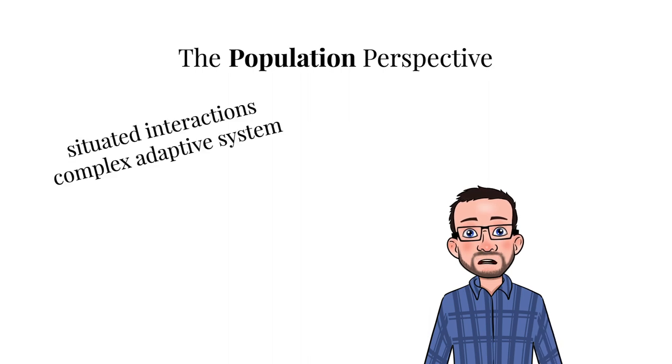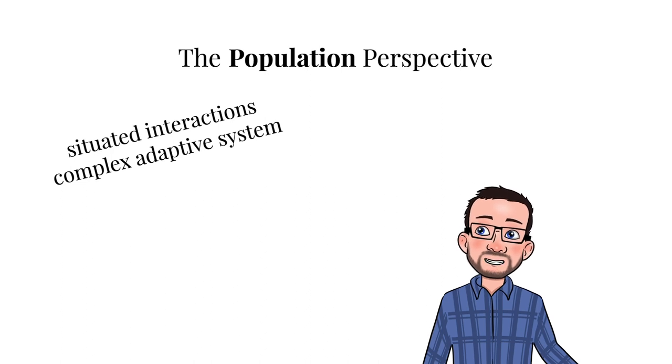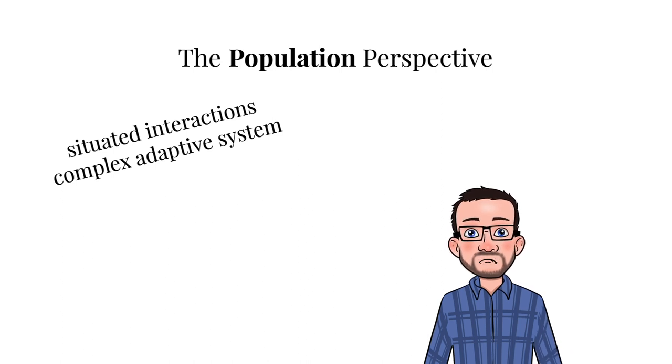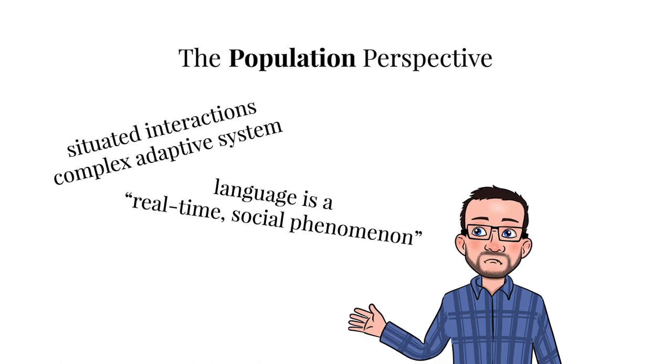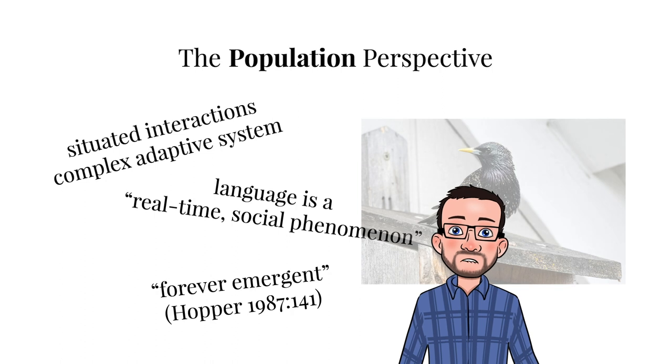The population perspective focuses on how language users engage with each other in locally situated interactions. In this view, the community language is a complex adaptive system that emerges spontaneously as a side effect of the local behavior of individuals who need to establish mutual understanding during each interaction. So instead of considering a language as a discrete state that can be synchronically studied, the population perspective views grammar as a real-time social phenomenon, as the linguist Paul Hopper said. Language is also temporal, always in a process but never arriving, and therefore emergent.